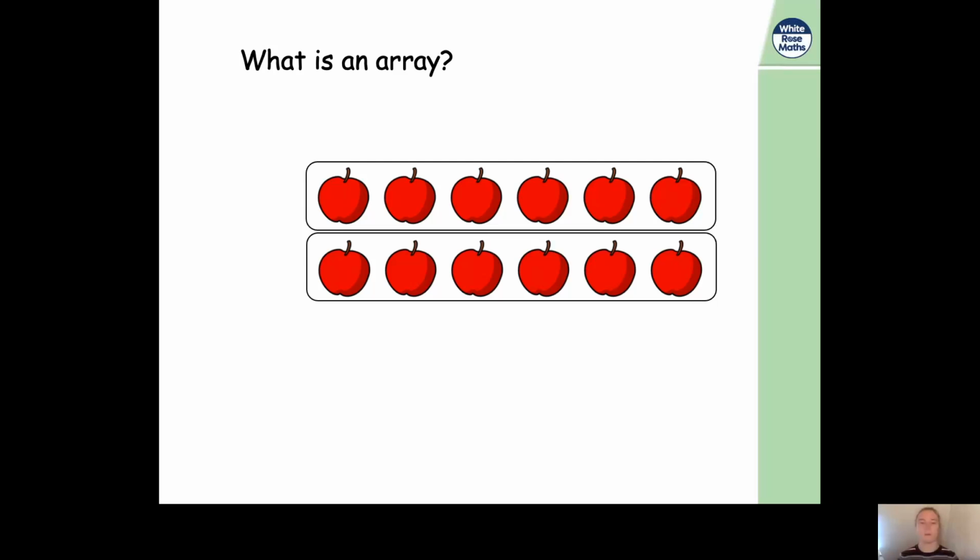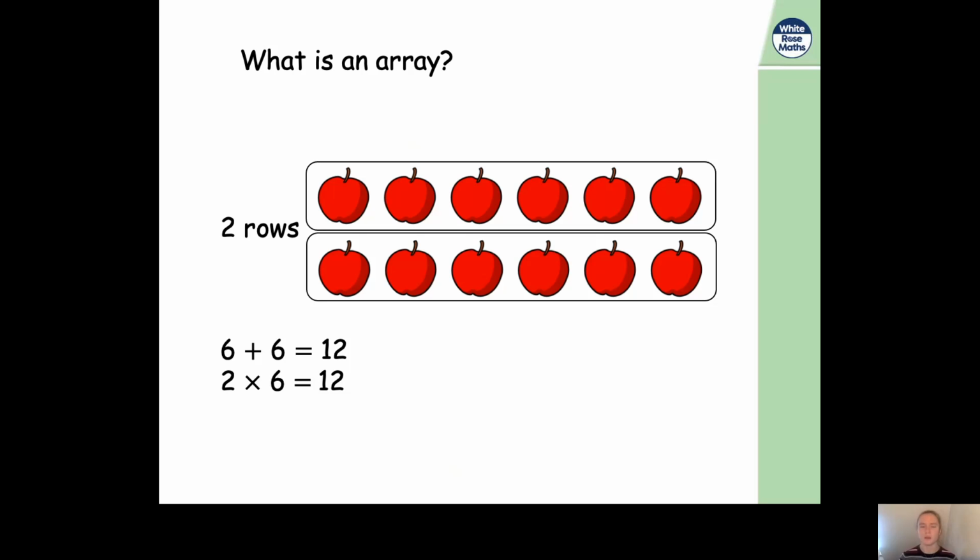And how many in each row? 1, 2, 3, 4, 5, 6. We have 6 apples in each row. So we have 2 rows of 6 or 2 groups of 6. So our number sentence will be 6 plus 6 equals 12. And our multiplication number sentence will be 2 because there are 2 rows multiplied by 6 because there are 6 in each row equals 12.